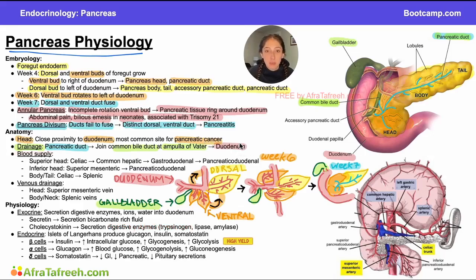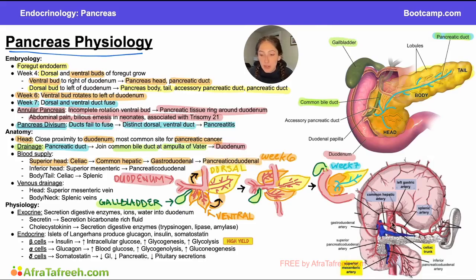And that is when all the bile acids, the bile salts, as well as the pancreatic enzymes that are going to be necessary for digestion throughout the rest of the small bowel, contribute to the chyme that is inflowing from the stomach and into the duodenum. Now, the blood flow of our pancreas: the superior head is going to receive arterial blood supply from the celiac artery, going to the common hepatic artery, the gastroduodenal artery, and the pancreaticoduodenal artery.